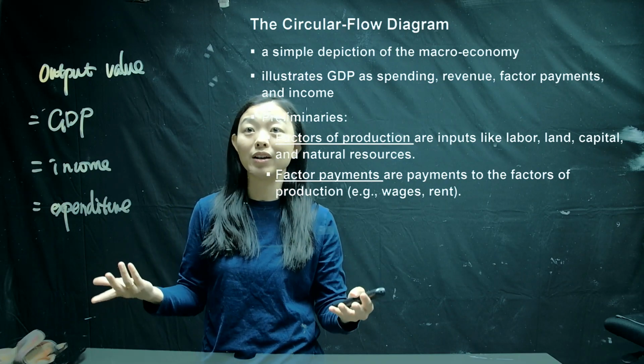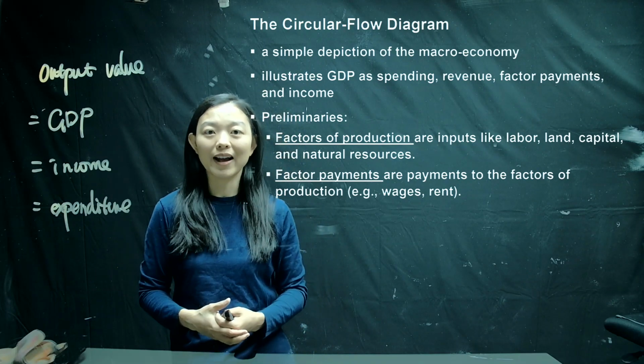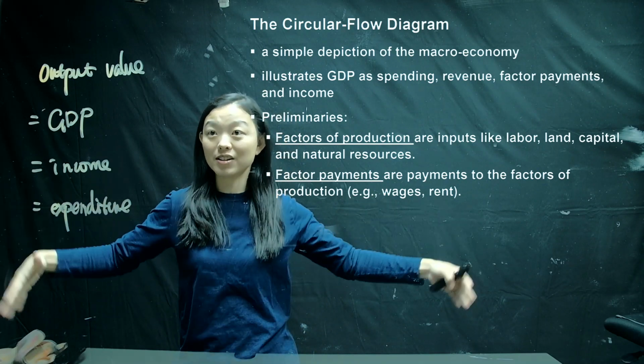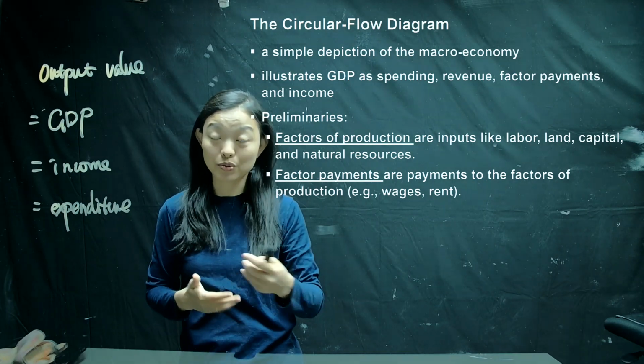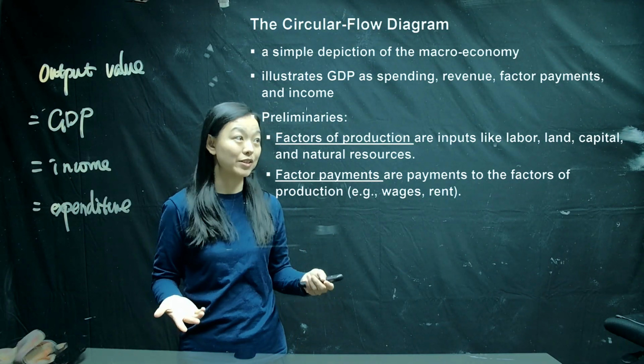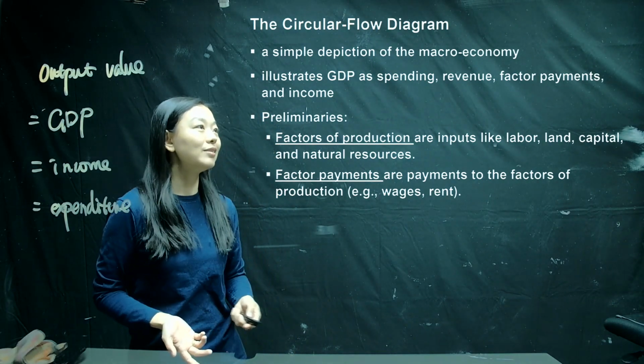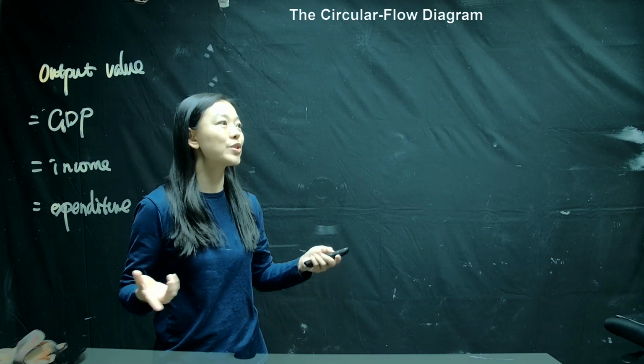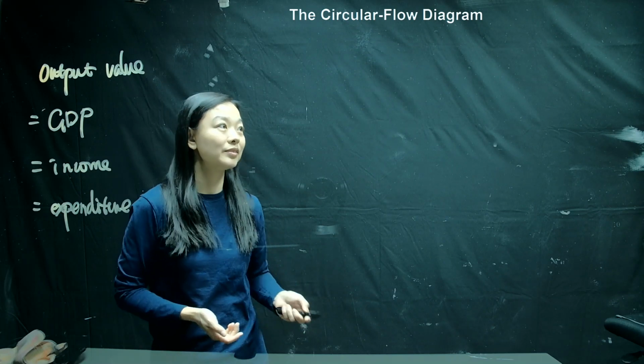Okay, so wage will be the factor payment. If I rent a land, I need to pay the rent, right? So rents will also be factor payments. Now let's look at how the circular diagram will work.